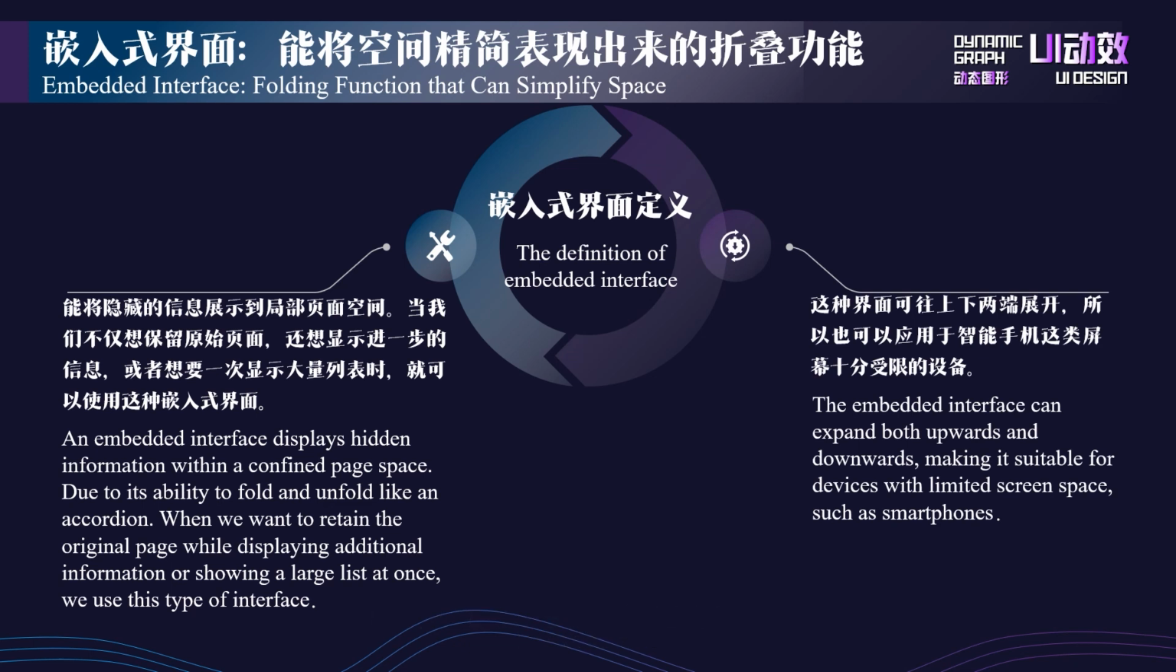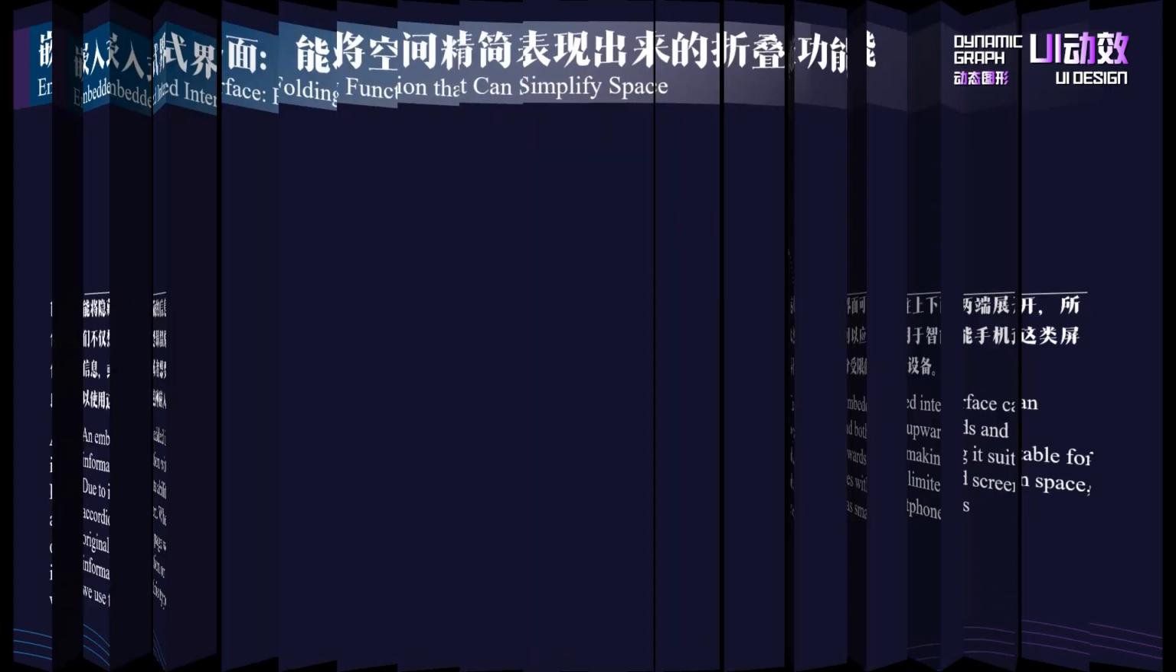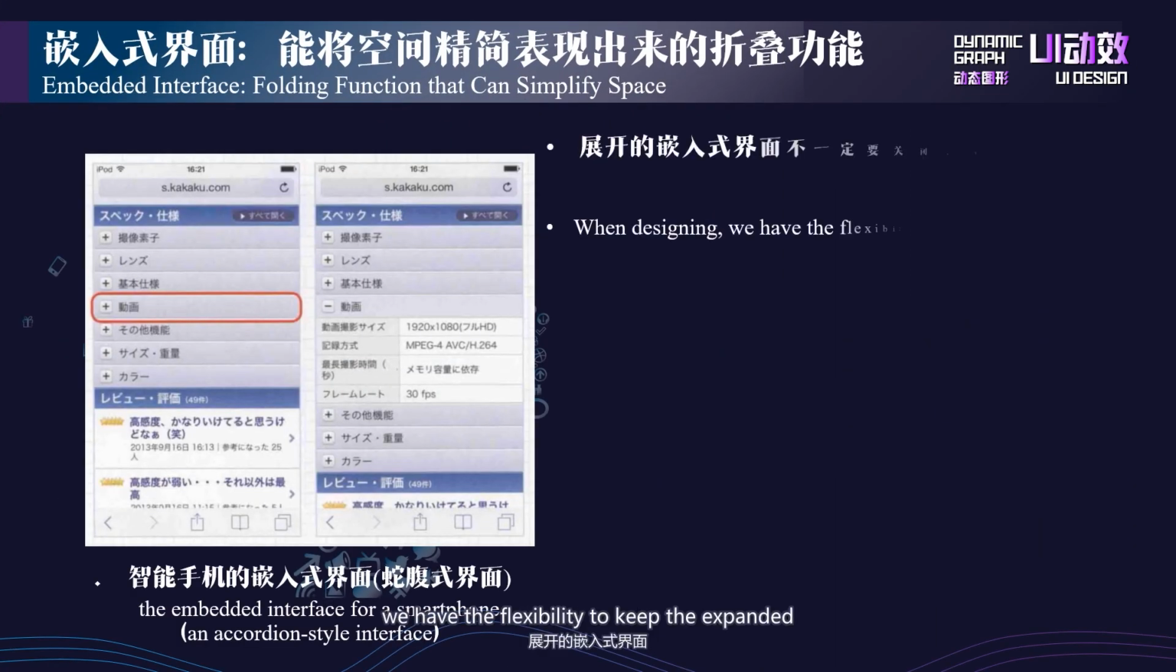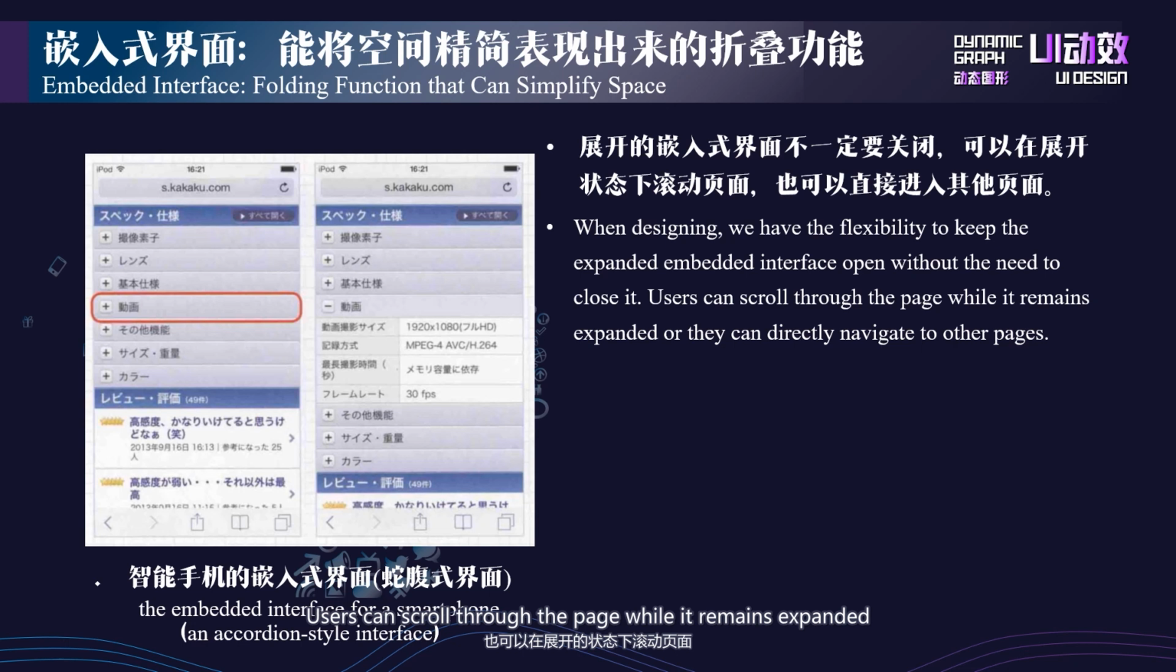After seeing this example, I believe you are all familiar with embedded interfaces, as we often come across them in apps and websites. As we mentioned earlier, the collapsible feature of an embedded interface allows us to conserve space. When designing, we have the flexibility to keep the expanded embedded interface open without the need to close it. Users can scroll through the page while it remains expanded, or they can directly navigate to other pages without any interference. This provides a convenient and seamless user experience, allowing for quick and effortless interactions.